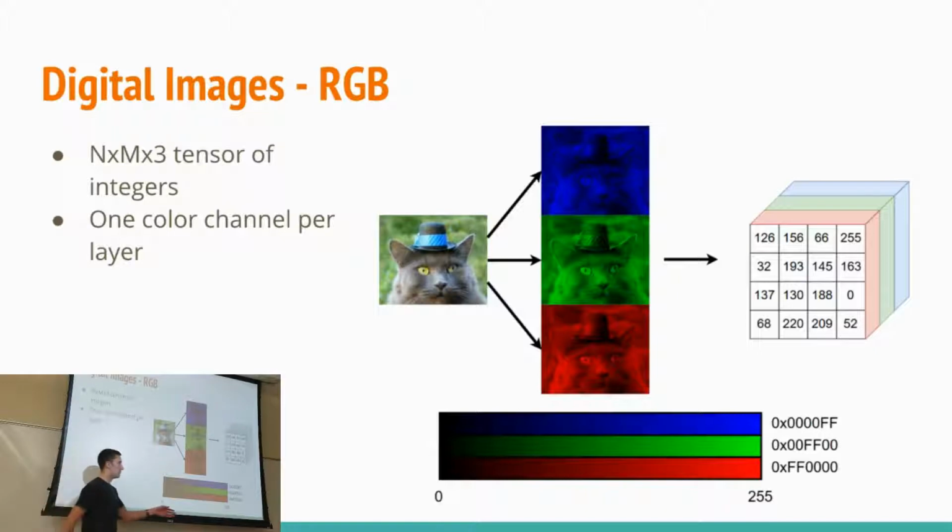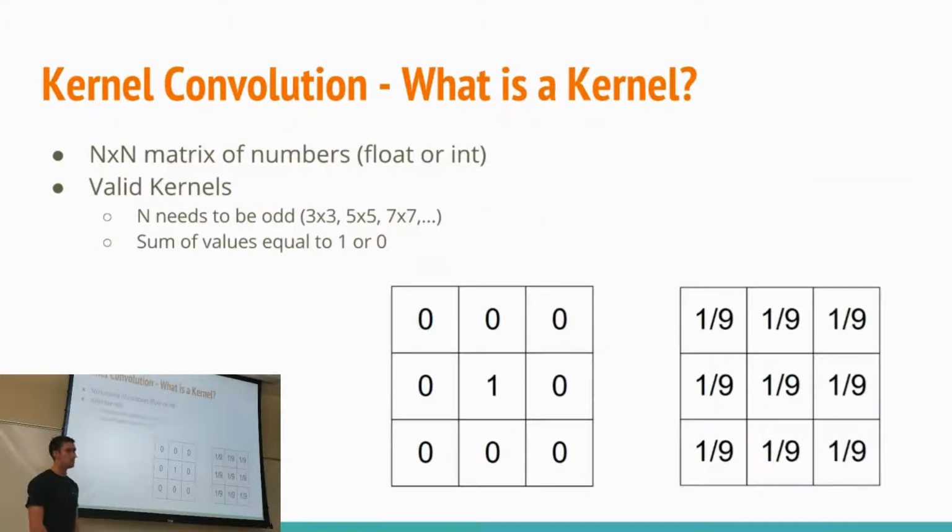And sometimes you can see colors represented in their hexadecimal format, where those bits represent each specific color themselves. And then you can get any variety of colors by mixing and matching between those 3 color channels. So now we'll get more into kernel convolution.